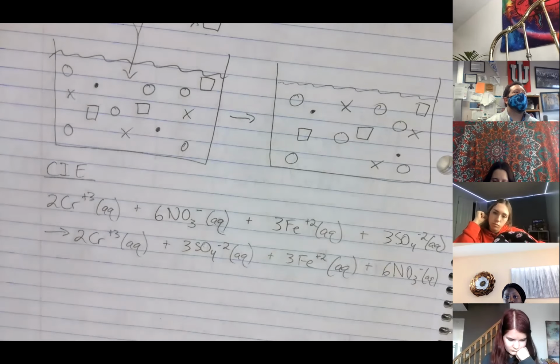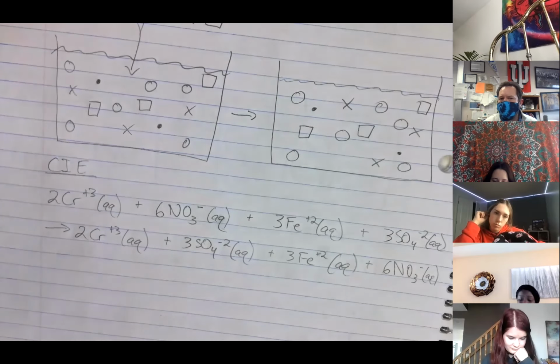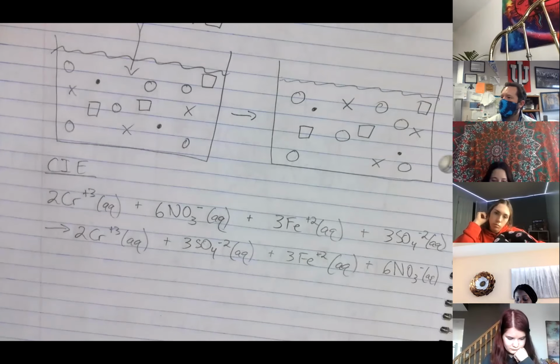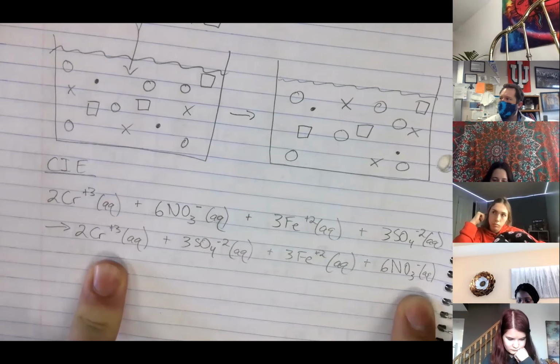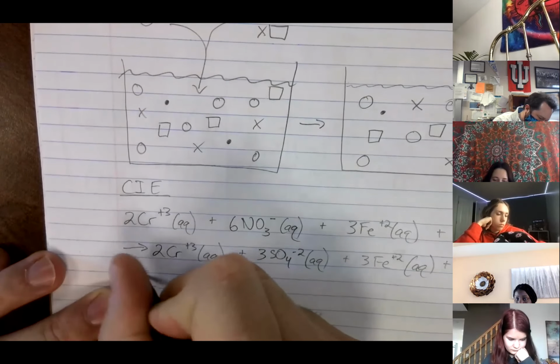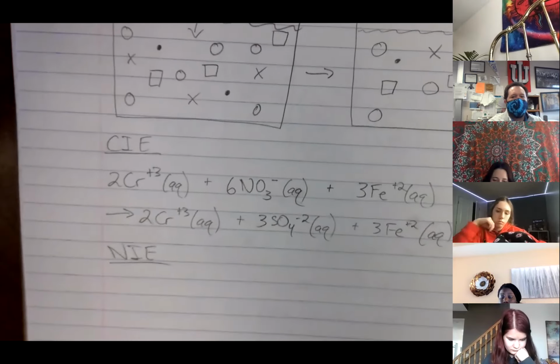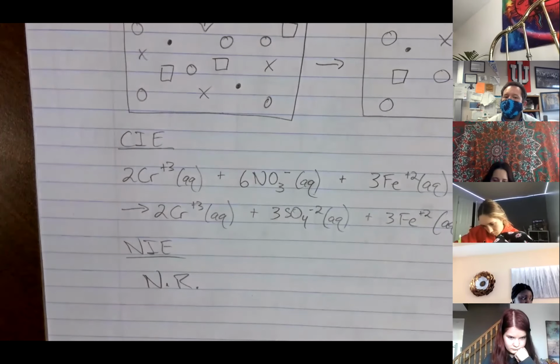Again, I ask, did anything happen? Nothing changed. We might have gotten some ions to move around. They might not be in the same places they were on both sides, but nothing actually happened. We didn't form anything. There's no driving force. Everything started off as an ion, and everything finished up as an ion. Nothing changed. So when we go to write the NIE, the net ionic equation, guess what? No reaction occurred.